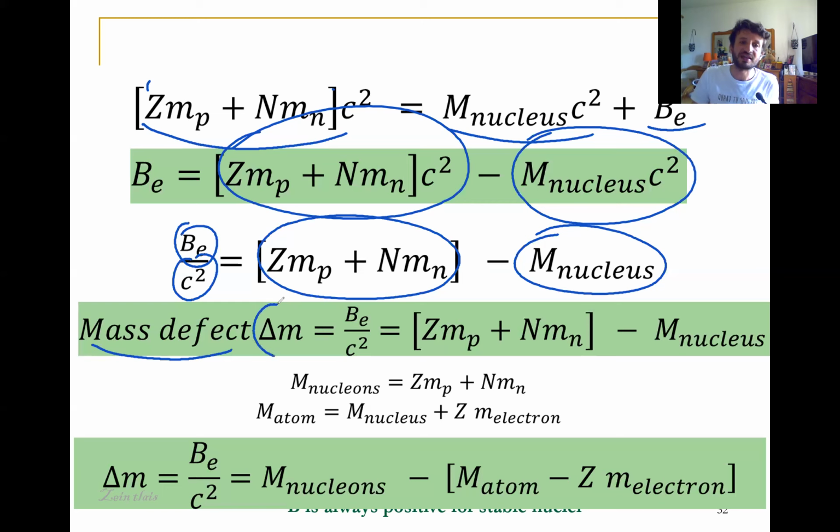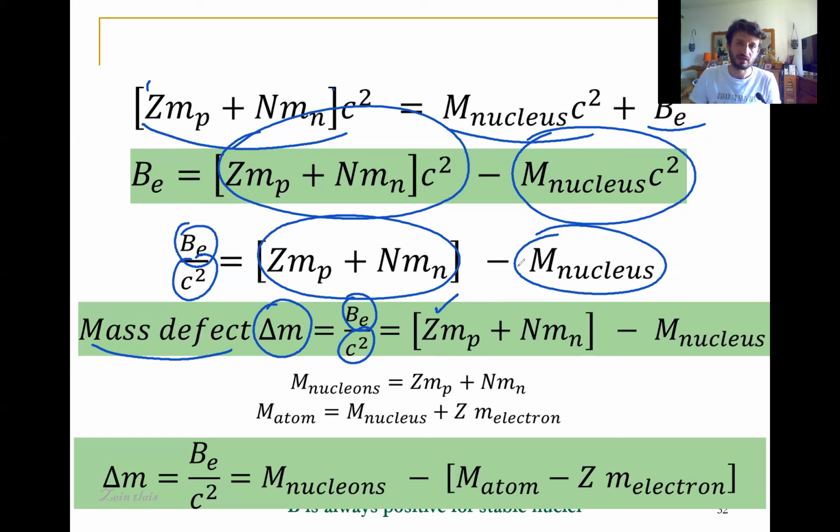We can say delta M. Okay? Delta M equals Be, the binding energy, divided by c square. So from this equation, we can calculate delta M and we can calculate the binding energy Be. But in general, I give you the value of Z for any element from the periodic table.